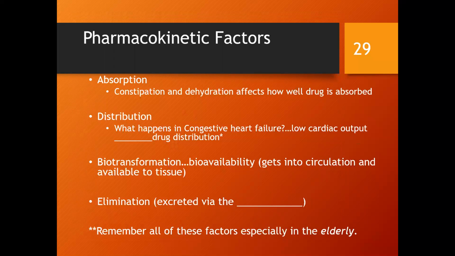Pharmacokinetic factors. Absorption: constipation and dehydration affect how well the drug is absorbed. The amount of fluid you have in your body will have an impact on absorption and distribution. In congestive heart failure, with low cardiac output, we're not able to move that medication around, and then we'll have decreased drug distribution. Okay. Biotransformation or bioavailability is the ability of that med to get into the tissues as needed. Elimination is via the kidneys, respiratory, glandular, sweat, bile, or feces. And remember all the factors, especially in the elderly, that we just talked about.